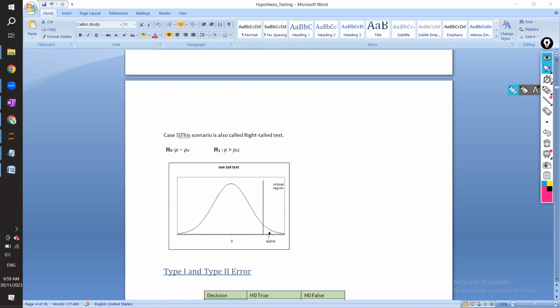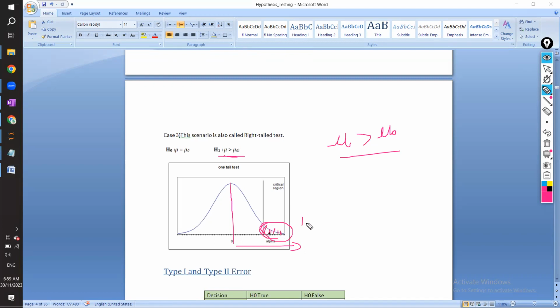If it is greater than mu naught, you want to check whether the new mu is greater than the original population mu naught. That means only the right side you want to test. If it is greater than, you want to check if the latest mean is greater than this. That means you are concerned only about this tail. This will be your critical region.